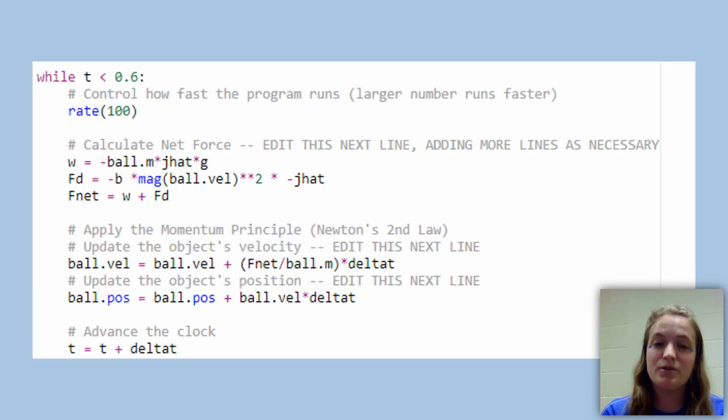Okay, now moving on to the Newton's second law updating. We have that the weight is going to be equal to negative mass times g times j hat. The drag force is going to be the negative b constant from earlier times the magnitude of the velocity squared times negative j hat, and F net is going to be the weight plus the drag force. And then these are the ball velocity and ball position update formulas from earlier, which came from Newton's second law. And then advancing the clock is just t plus delta t for each subdivision of the time.